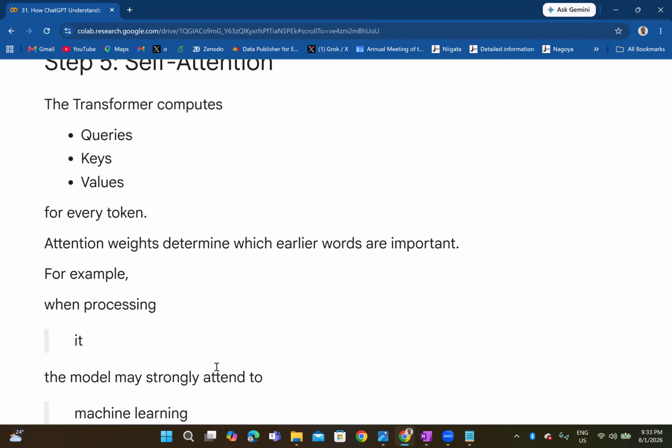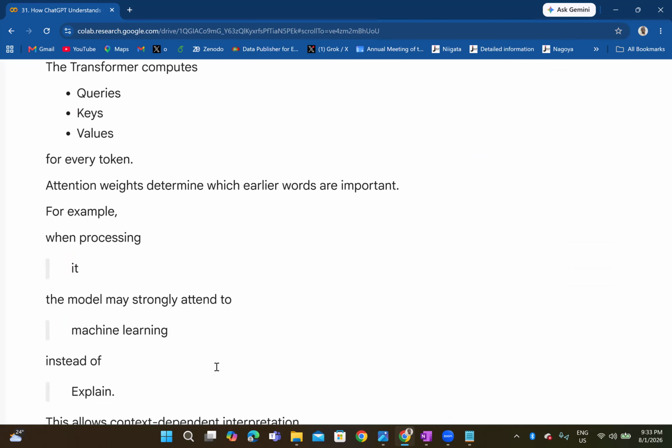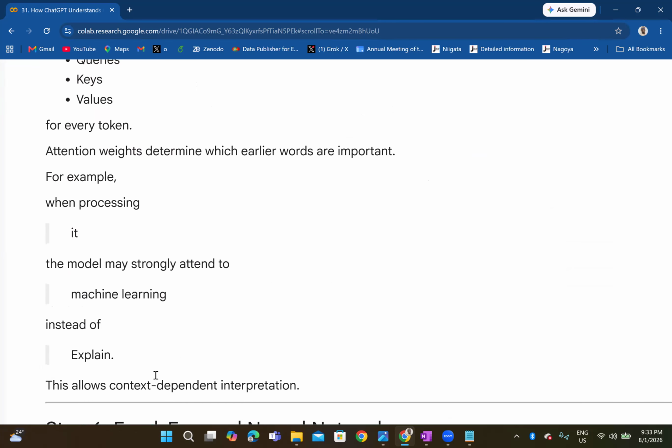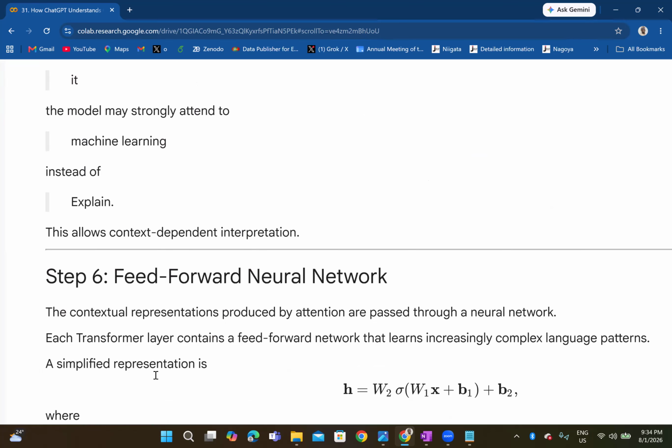And then we go on to talk about self-attention. The transformer computes queries, keys, and values for every token. Then attention weights determine which earlier words are important. For example, when processing "it", the model may strongly attend to "machine learning" instead of "explain". So this allows context-dependent interpretation in that case.